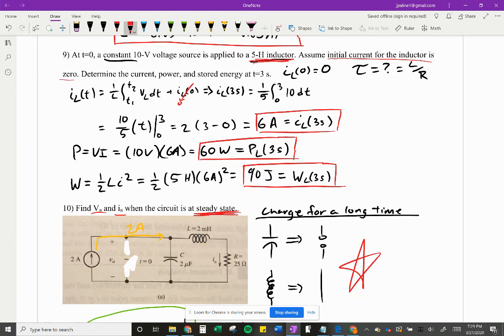Okay. And something that you might be wondering is, well, how do I know to use the charging or discharging equation versus some of the other equations? Well, the charging and discharging equation involves you using tau, right?